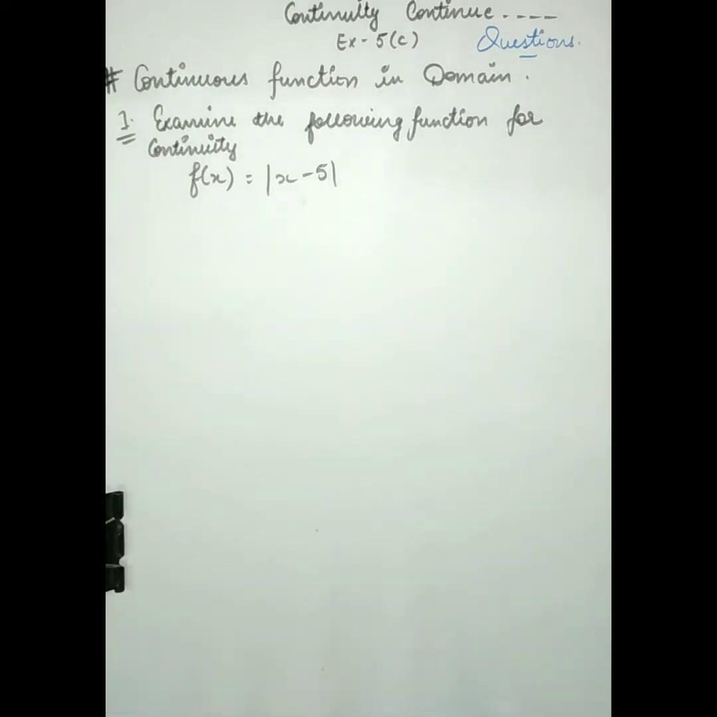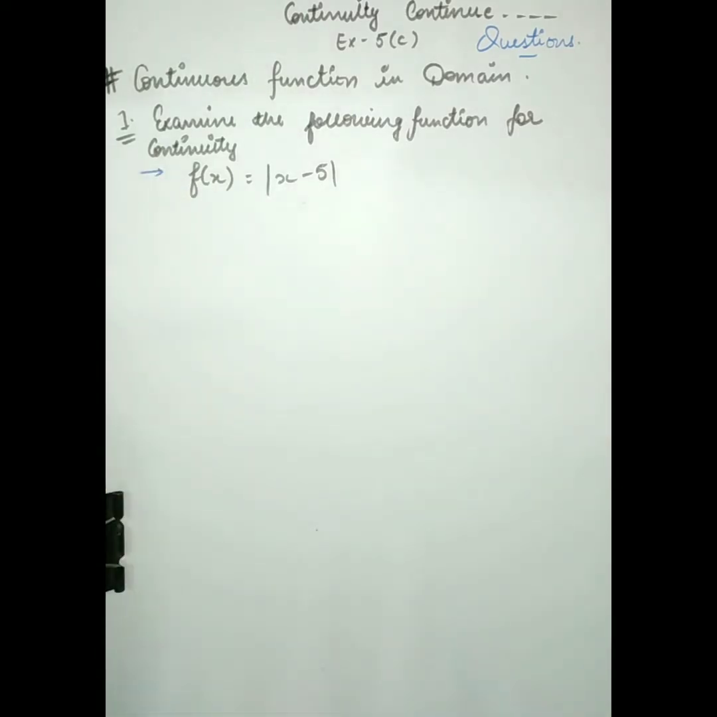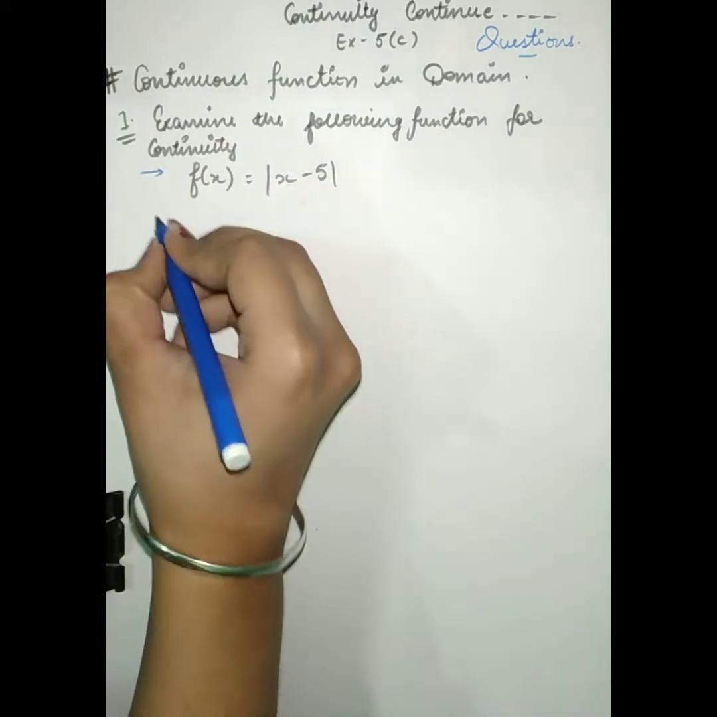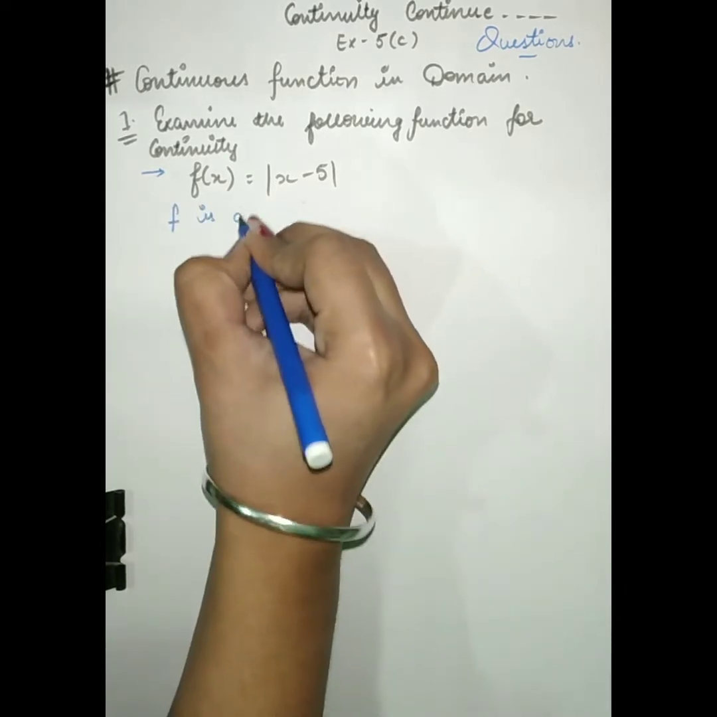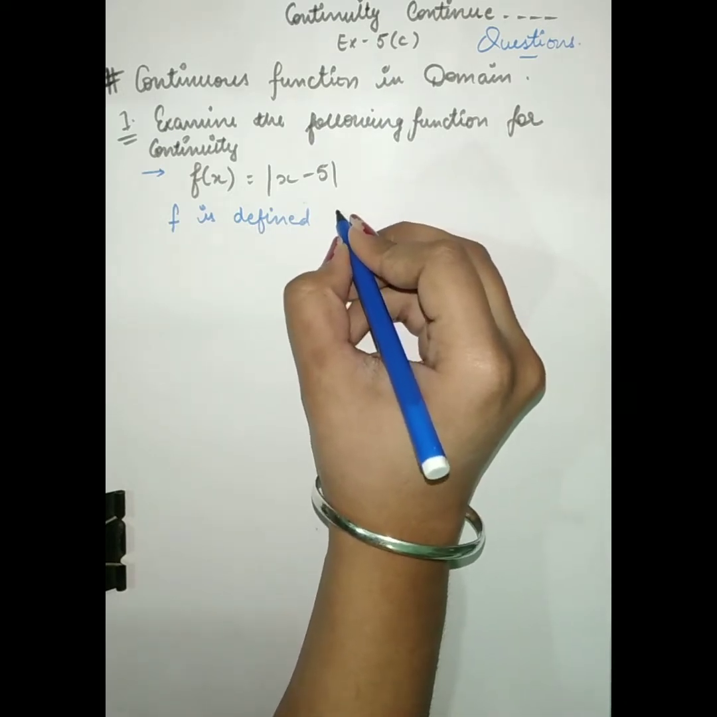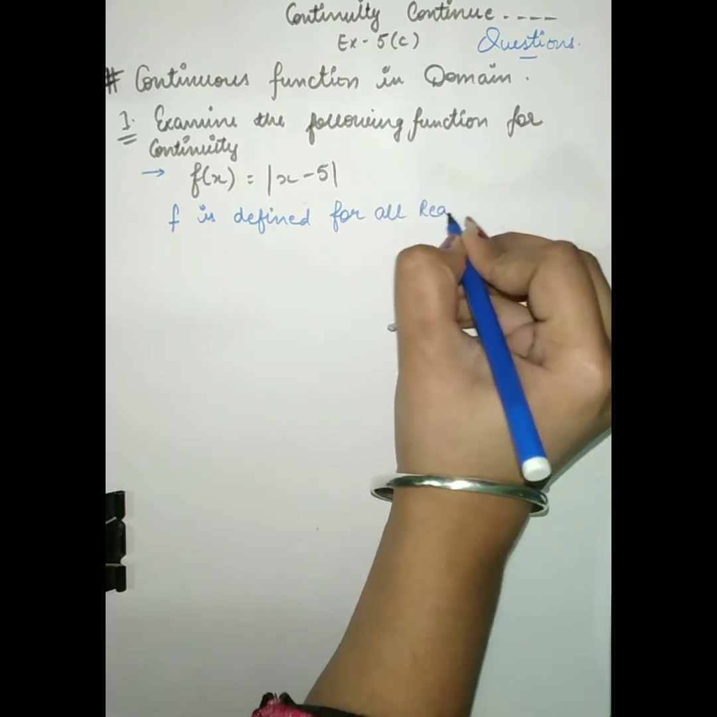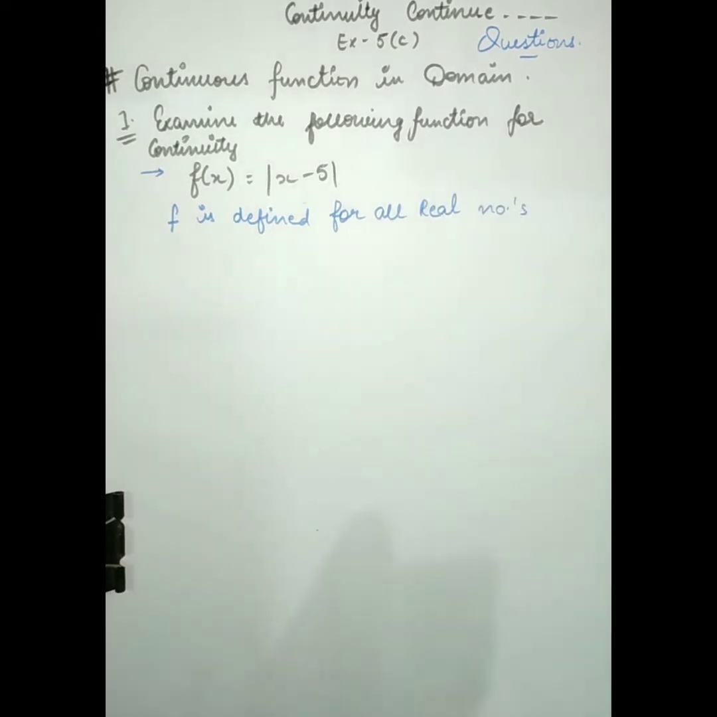Question is, examine the following function for the continuity. Given function f of x will be equals to mod of x minus 5. Firstly, we are given that the function is f of x equals mod of x minus 5, and function f is defined for all the real numbers.